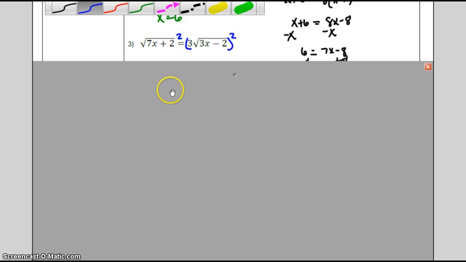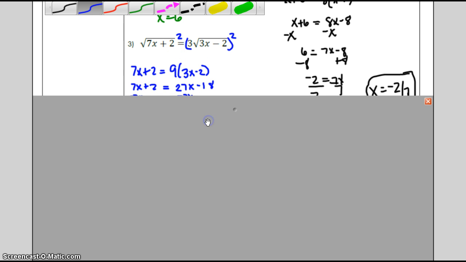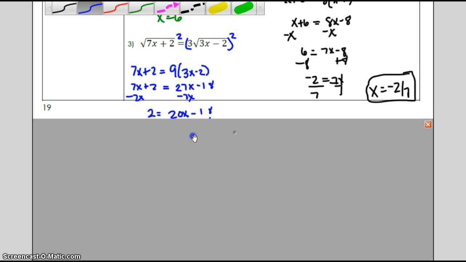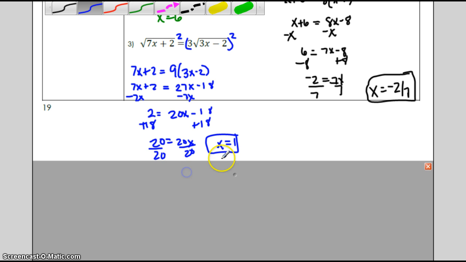All right, so let's take this one step at a time. Undo the square root by squaring both sides. That means squaring the 3, and then it gets rid of the square root and keeps that 3x minus 2 in parentheses. So you should have distributed that 9, and now we can solve. I like to subtract the smaller variable, so that's what I did first, subtract the 7x. Next is just a two-step equation.